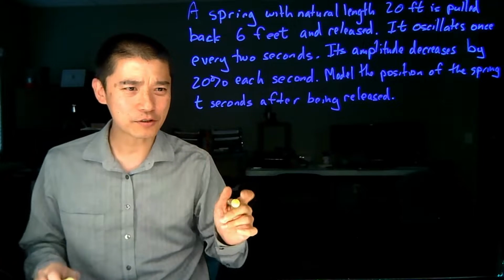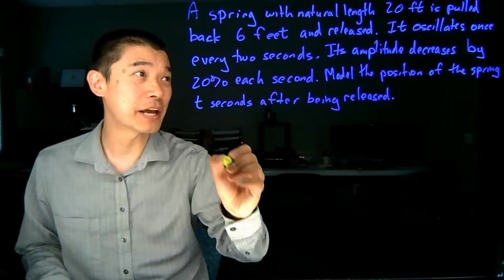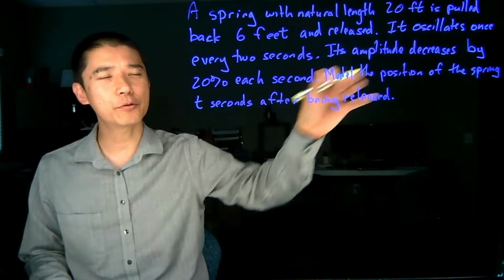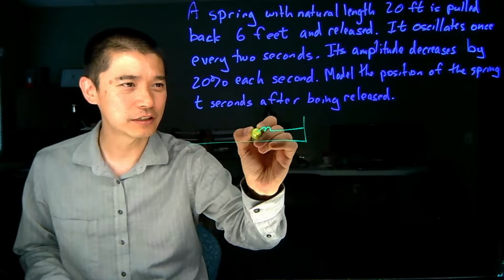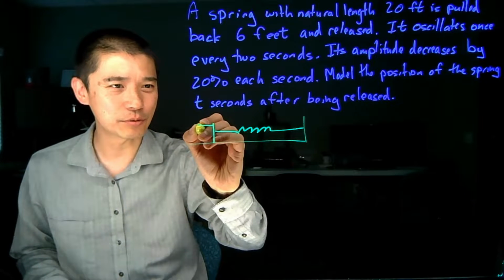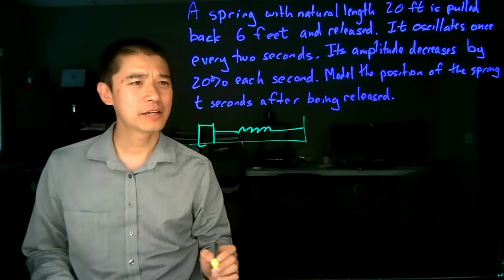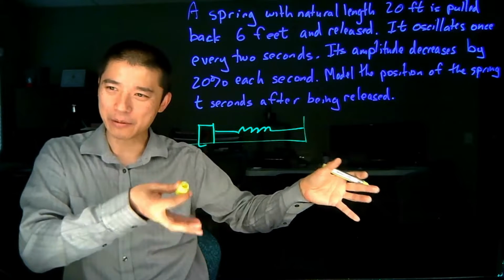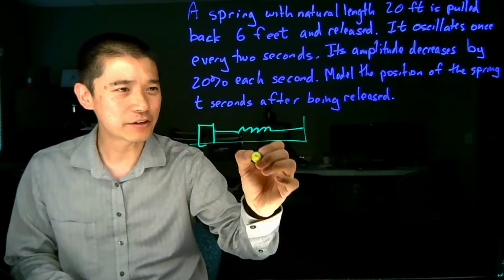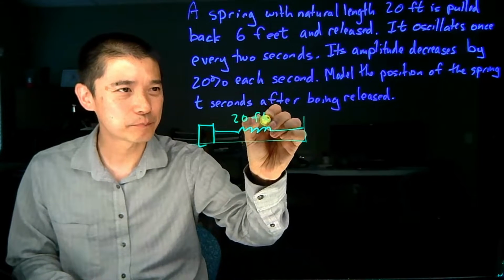Now, these problems are set up in a number of different ways. Sometimes you have something hanging from the ceiling, but since this says pulled back, the implication, for me at least, is that it's held horizontally. So you've got a spring attached to a thing that you can grab onto. The natural length of the spring is the length when you're not adding extra force to it, and so that natural length is going to be 20 feet.